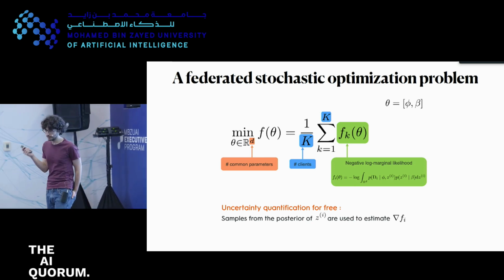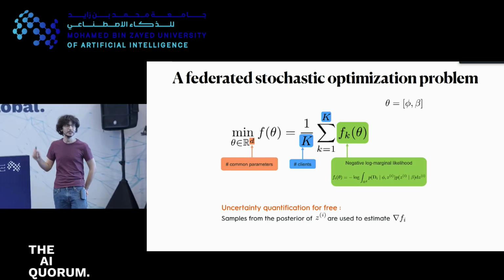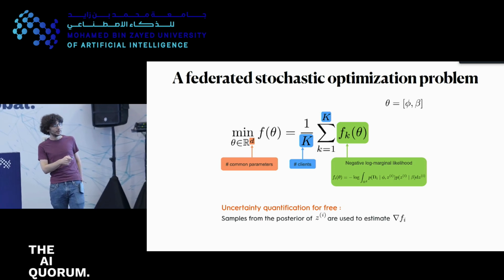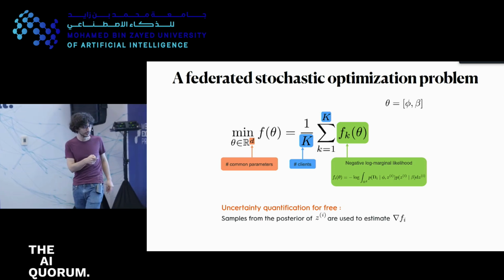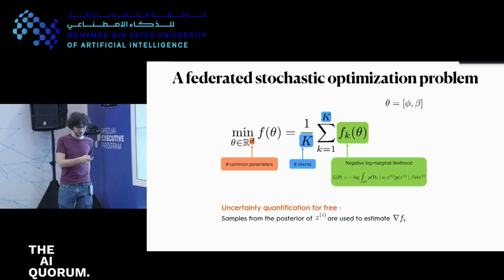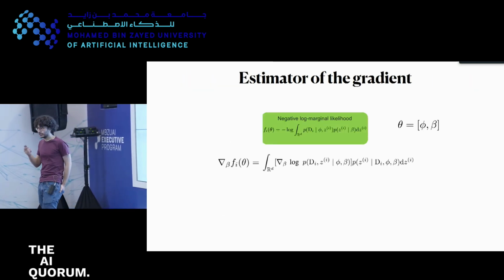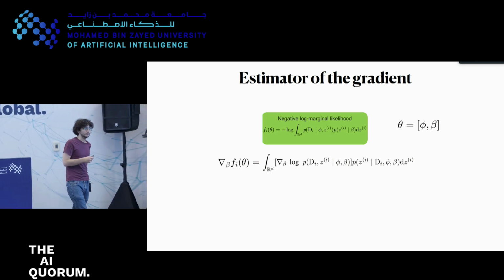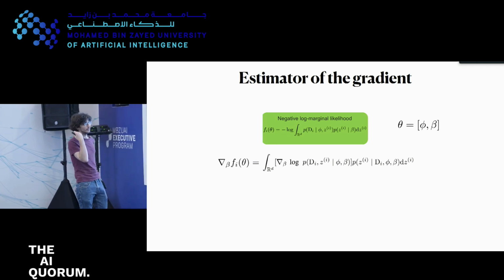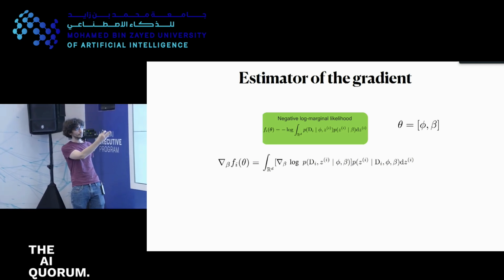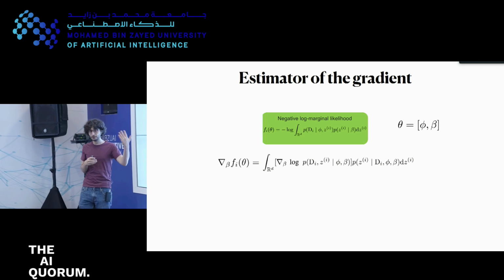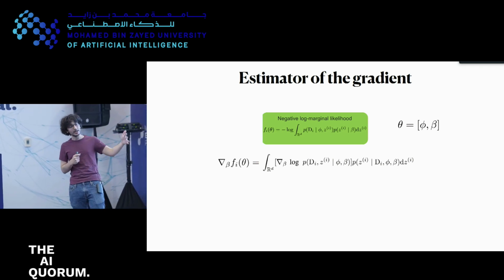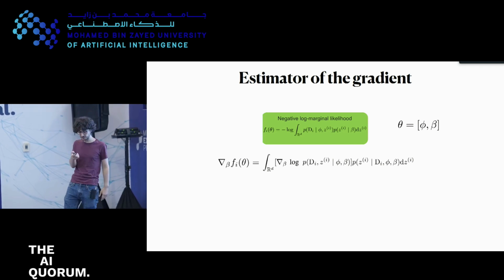But now, let's focus on trying to optimize this function. As I said, you can encompass this problem as a federated stochastic optimization problem. The main issue is that the functions are marginal likelihoods, but you can use the usual tricks from the field to write the gradient of the individual function fi as the integral of the gradient of the log of the data given the parameter, times the local posterior.